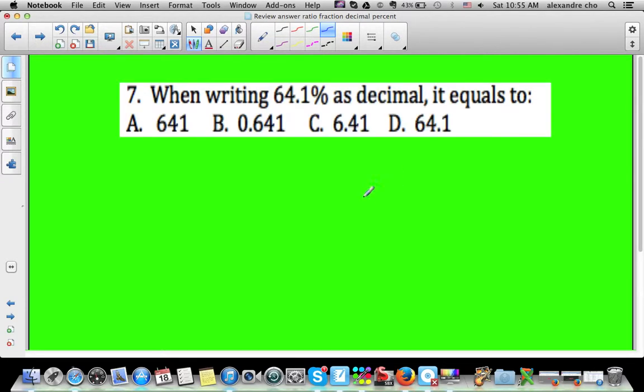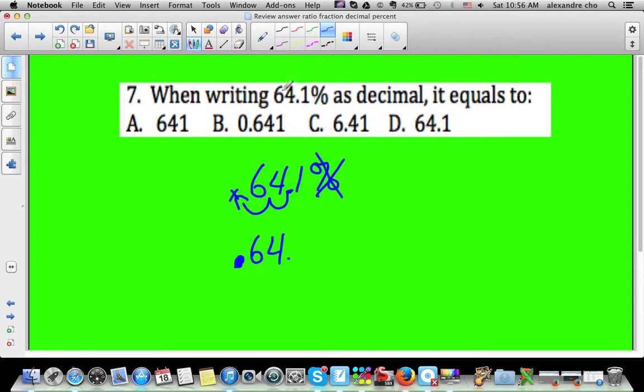7. When writing 64.1% as a decimal, it equals? So we want to change a percent to a decimal. Step 1 is eliminate the percent sign. Get rid of that because you want to change it to a decimal. Step 2 is move that decimal, which is right here for now, 2 spaces to the left. So to clean that up, I'm going to write that. So here's my new decimal place, and I'll copy the rest, 64.1.